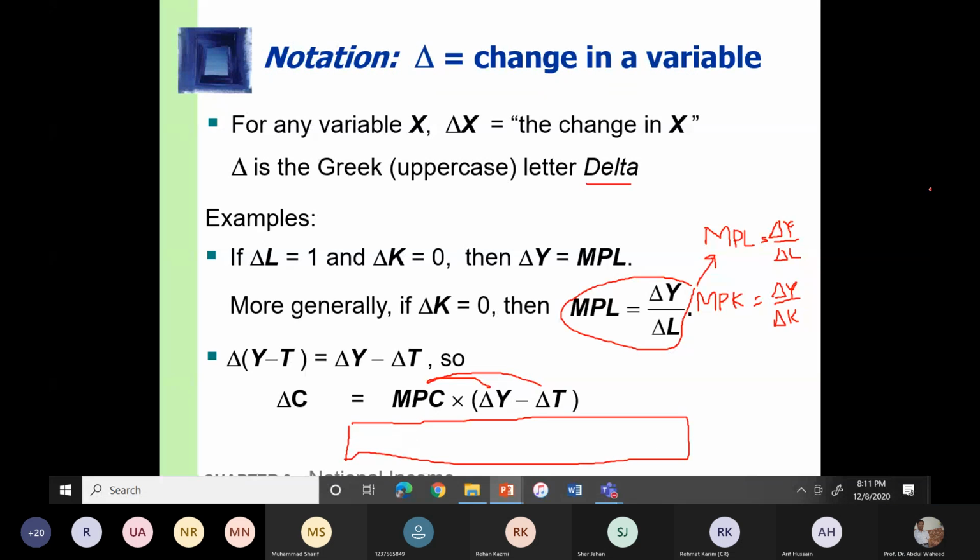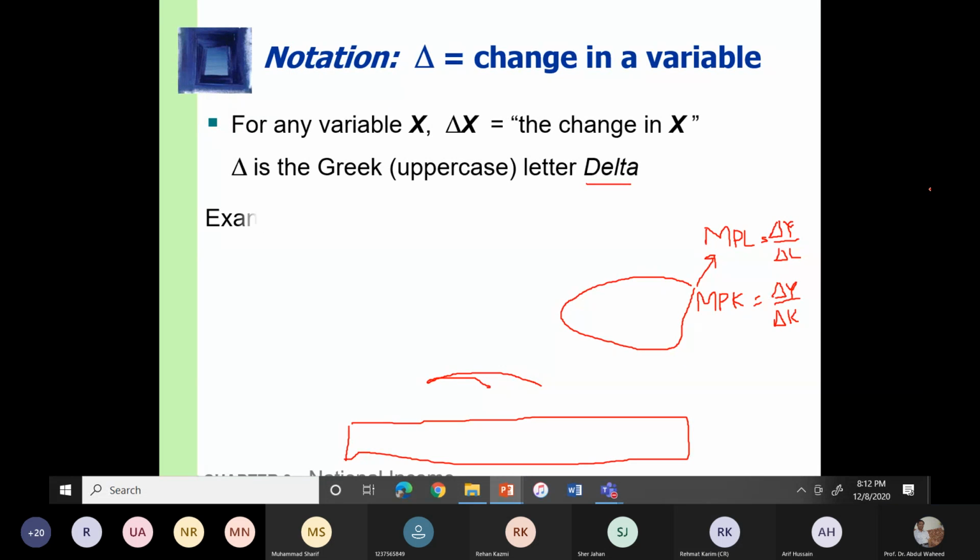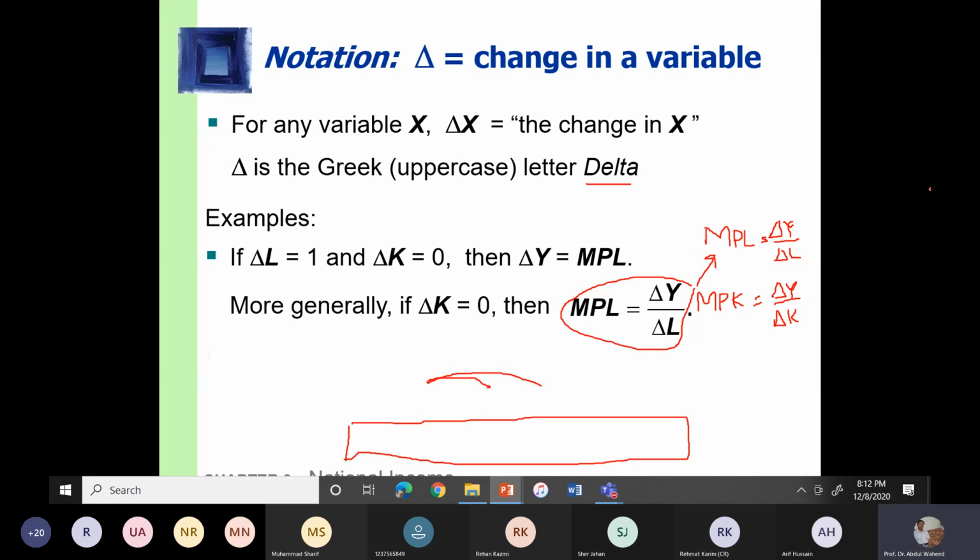Use this. Delta S is equal to what? Look here: delta S equals delta Y minus delta C minus delta G. Delta G is given, so the problem is how we would calculate delta Y and delta C. Look at these.